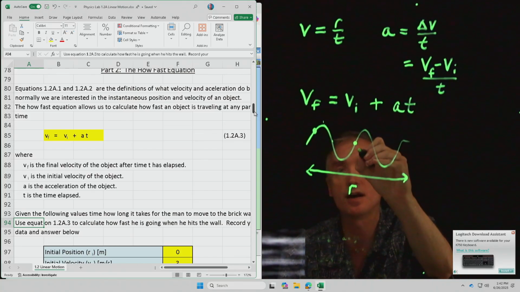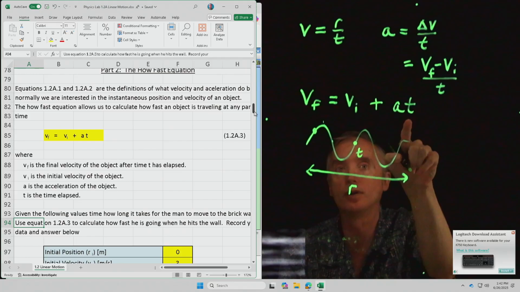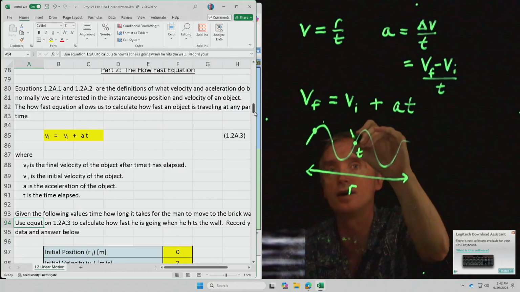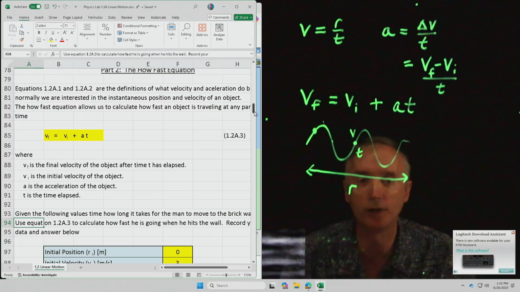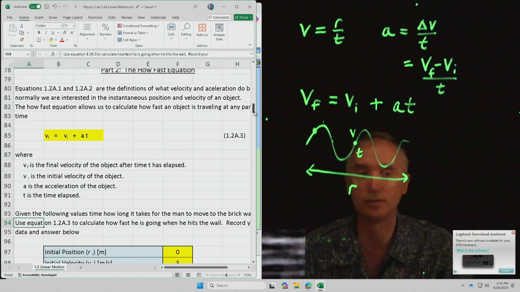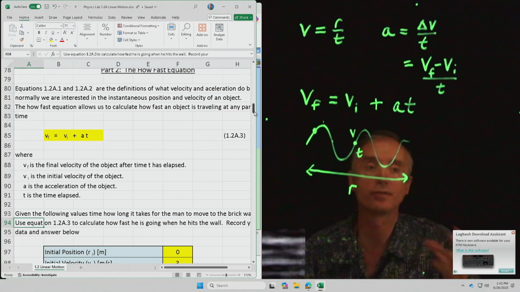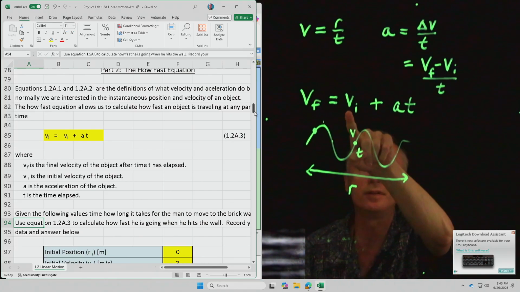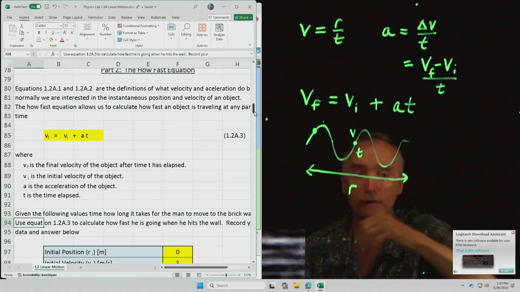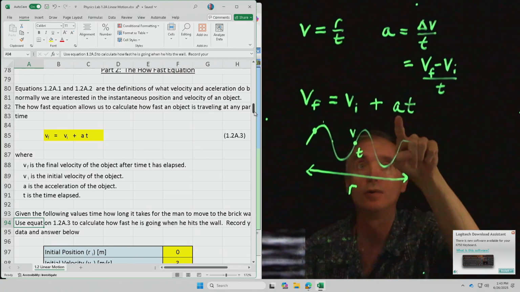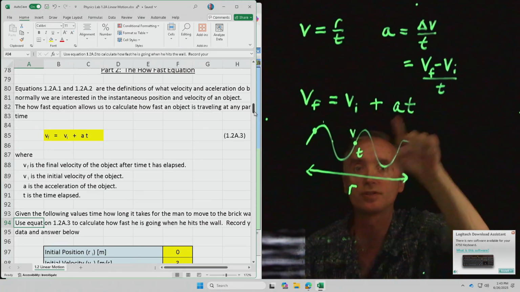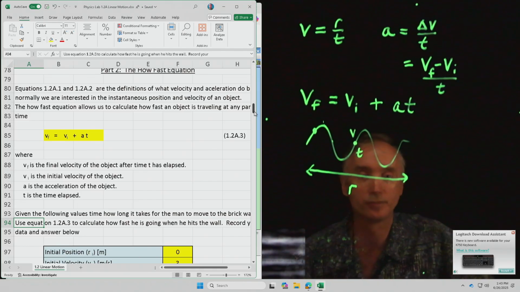So if you know the time it took you to get to there, then this formula will allow you to figure out what your velocity is at that point. So that's going to be called the how fast equation, because it tells you how fast you're going. And notice it depends on three things. What was your initial speed before you clicked the stopwatch? What was your acceleration? And then how much time has elapsed?